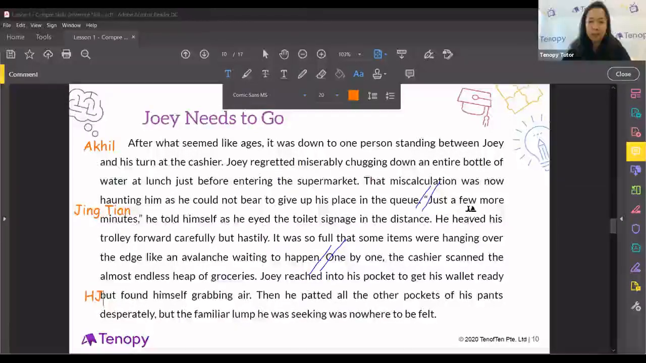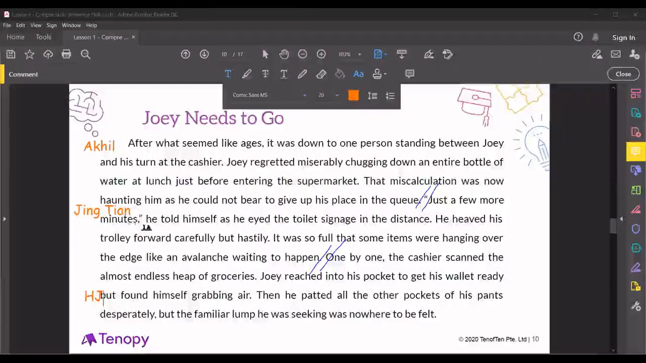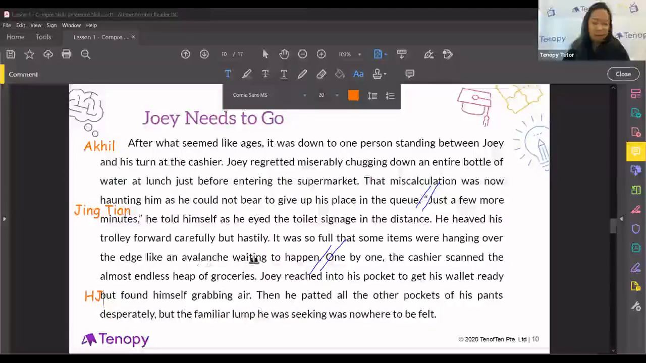Just a few more minutes, he told himself as he eyed the toilet signage in the distance. He heaved his trolley forward carefully but hastily. It was so full that some items were hanging over the edge like an avalanche waiting to happen.